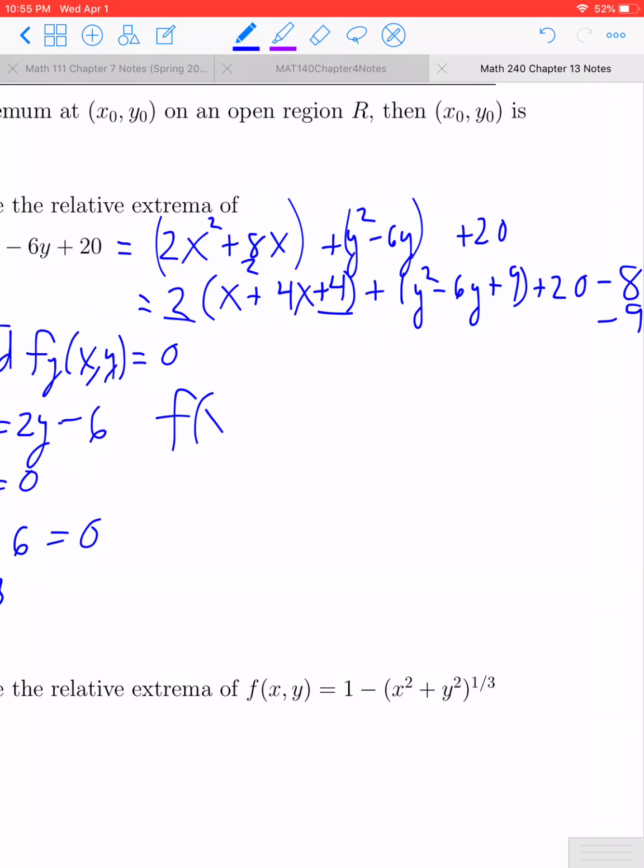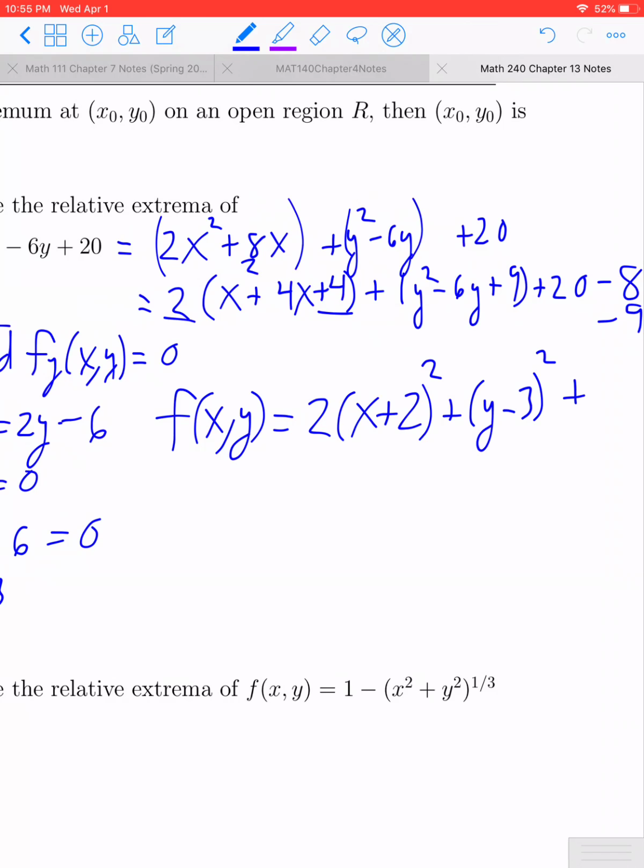And what this allows us to do is to rewrite f of x, y as follows. This is going to be 2 times, this is now going to factor as the perfect square, x plus 2 squared, plus y minus 3 squared. And then 20 minus 8 minus 9 will give us +3.